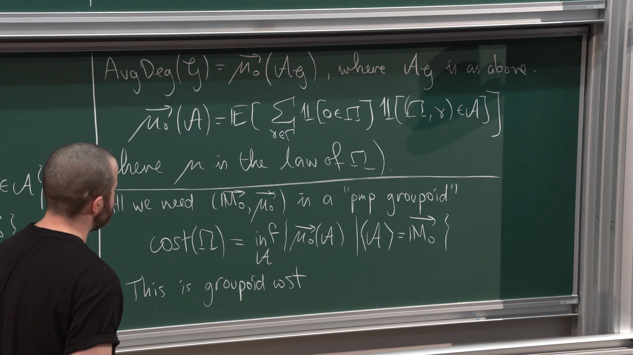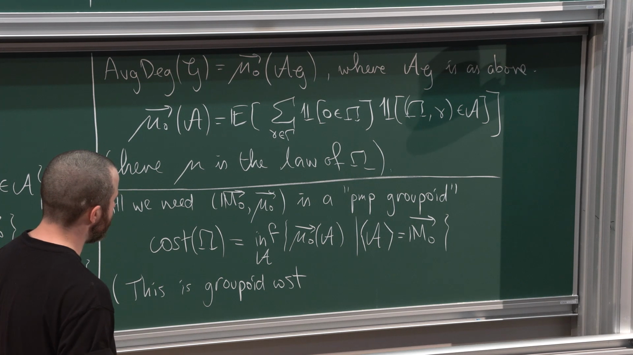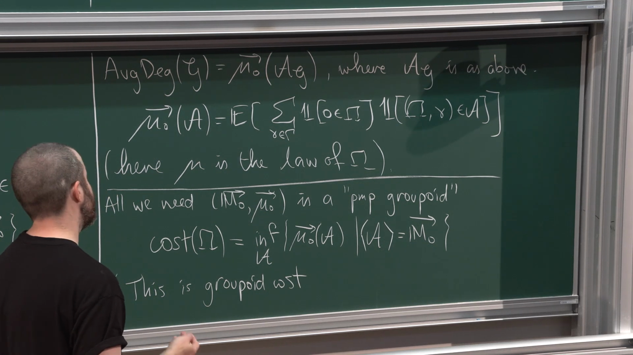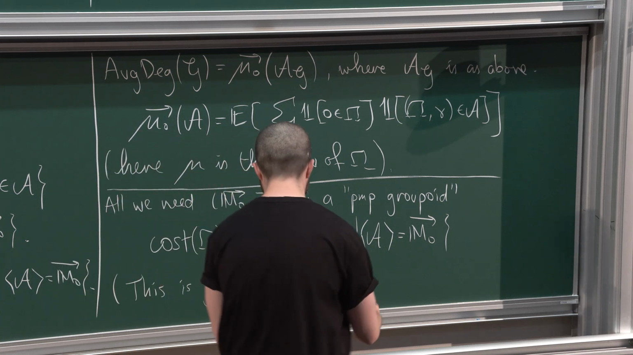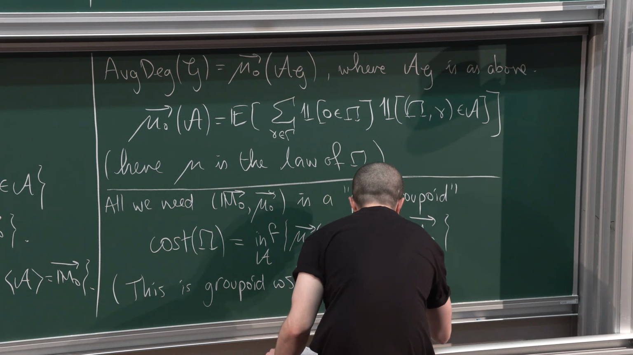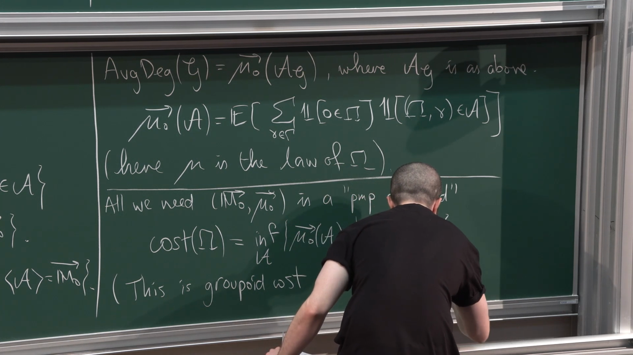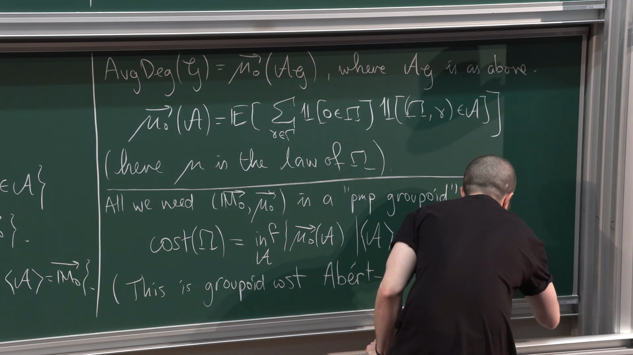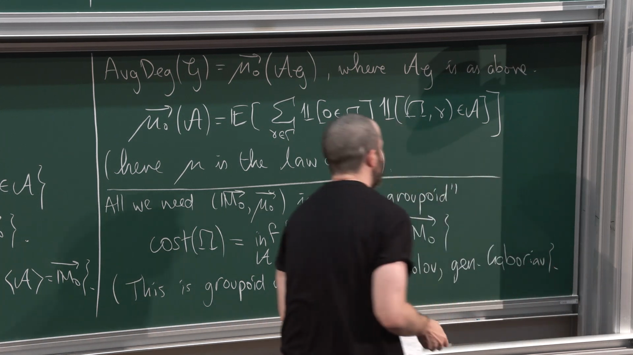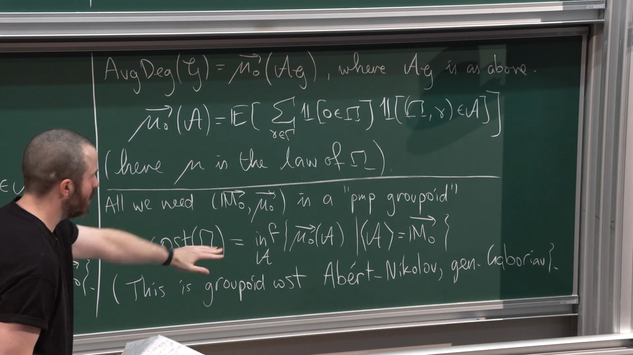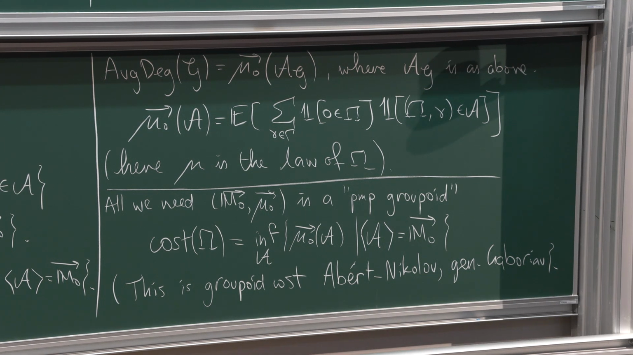Right? Makes sense. The rank was the minimum size of a generating set. So what should be the cost of a groupoid? It's the minimum size of a generating set. So this is groupoid cost, and this was formally introduced by Abert and Nikolov. And this generalizes the cost of Gaboriau. For when your point process happens to be what's called essentially free, so it has no symmetries, these are the same notion. Gaboriau gets all the credit, but formally it was those two that introduced it.